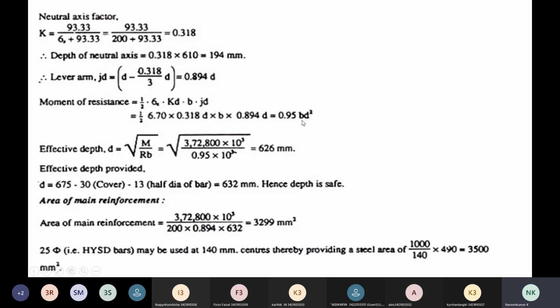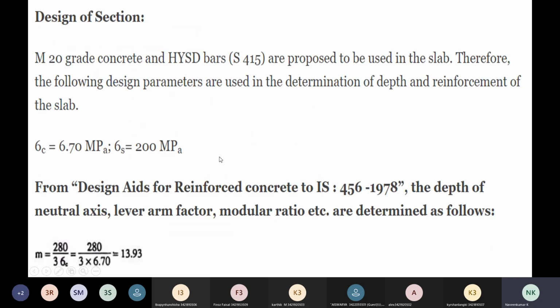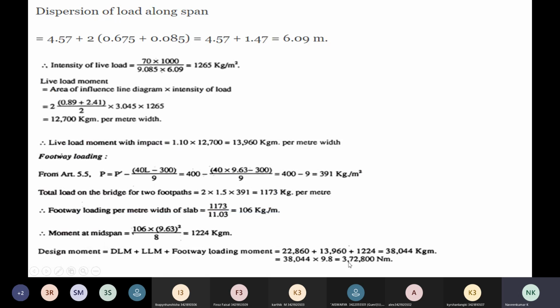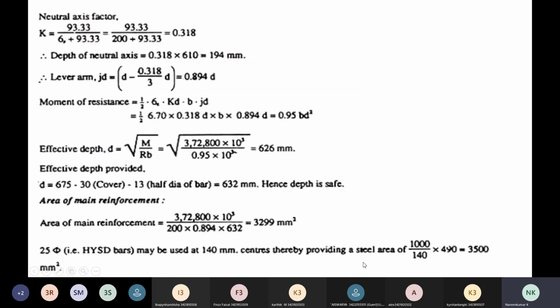We calculated the effective depth already, but that is based upon an assumption. Now we are going to check whether the assumed value of effective depth is correct or not as per the guidelines. So that is the thing we're going to see. The moment of resistance value is what we calculated in the previous step. This is the total moment of resistance, 3,72,800. You substitute it, because you're going to check whether the effective depth which you have provided is correct or not. That is the requirement you have. So how will you do it?